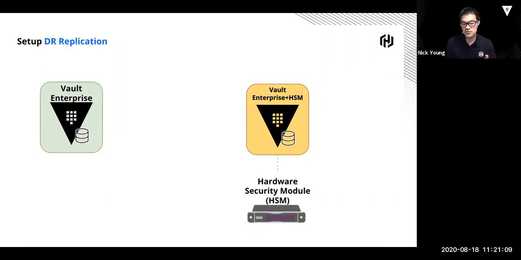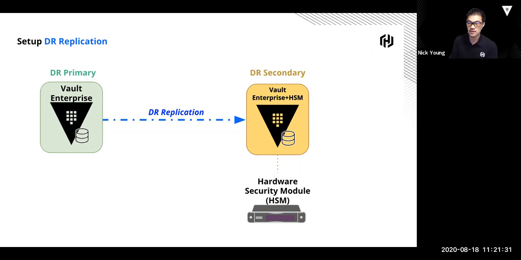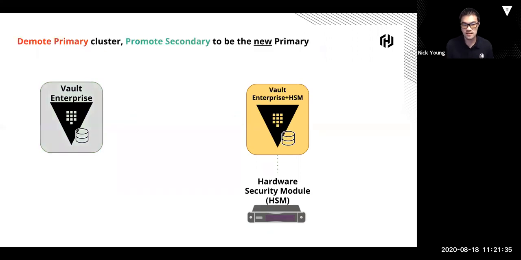And then the next thing you would do is set up disaster recovery replication, which is an enterprise feature. It's not something that you would find in the open source version. In setting up disaster recovery replication, you would establish your existing Vault Enterprise cluster as what's called the DR primary. And then you would set up the Vault Enterprise with HSM integration as your DR secondary. So replication is basically flowing from left to right on the screen as you see.